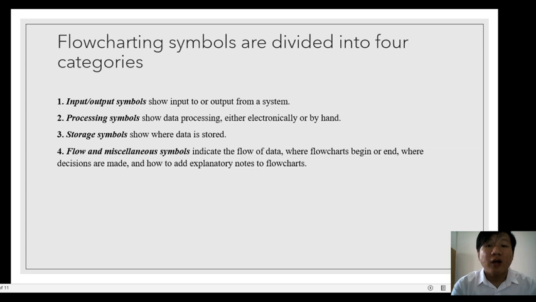Flowcharting symbols are divided into four categories. First one, input or output symbols show input to or output from a system. 2. Processing symbols show data processing either electronically or by hand. 3. Storage symbols show where data is stored. 4. Flow and miscellaneous symbols indicate the flow of data, where a flowchart begins or ends, where decisions are made, and how to add explanatory notes to a flowchart.